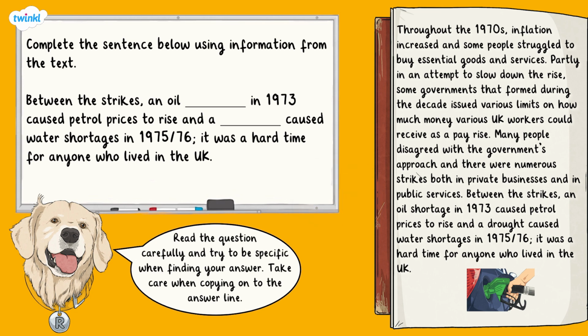How did you find that question? This is a retrieval question, so Retrieval Rex can give us some tips here. We should skim the text to find the correct part, then copy the correct words accurately. The missing words here are shortage and drought.